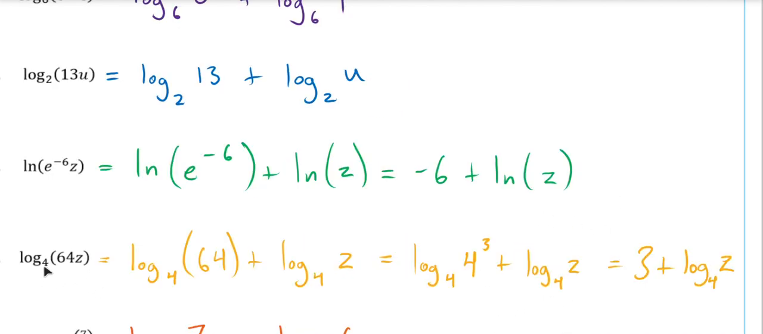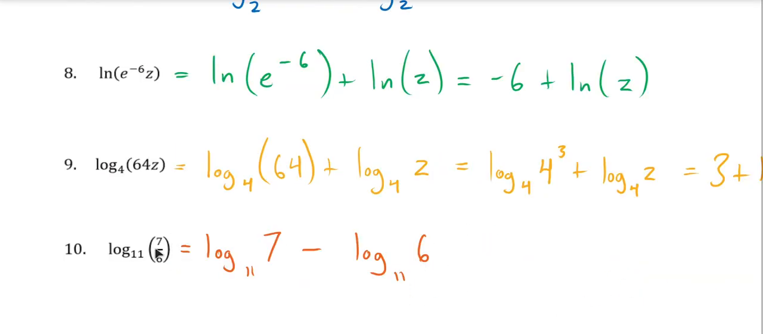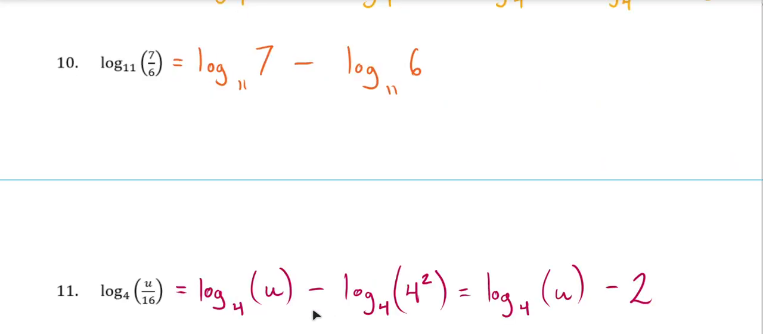Likewise, if I have log base 4 of 64 times z, I could bring it apart as addition because it's multiplication of an argument of the log. And then 64 is 4 to the 3rd power. So canceling, this becomes 3 itself, and this is log base 4 of z. If we have a quotient within the logarithm, that's subtraction between the two logarithms, which works just as well for numbers as it does for variables.